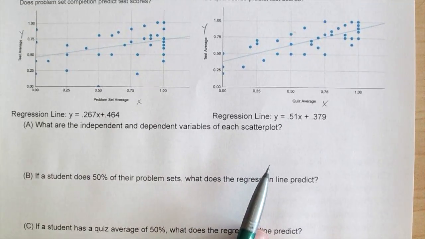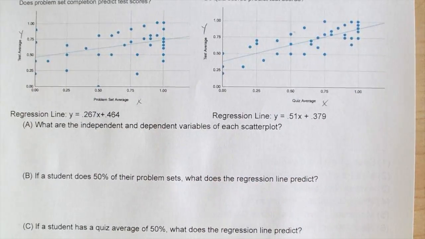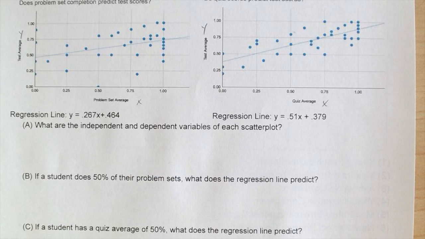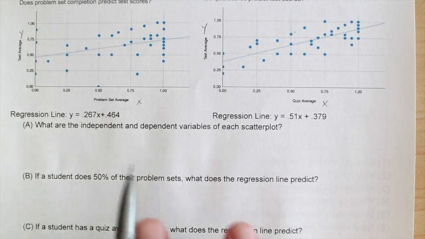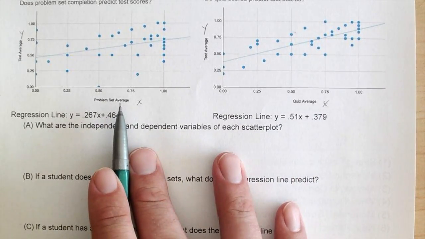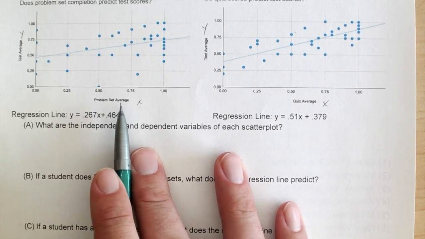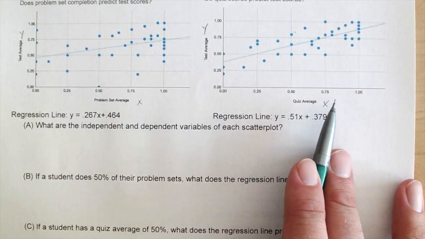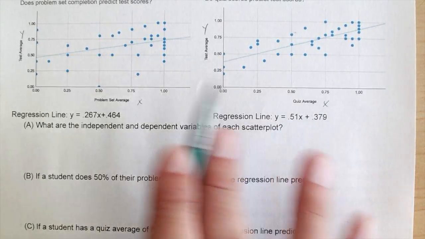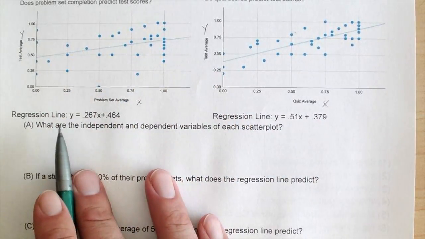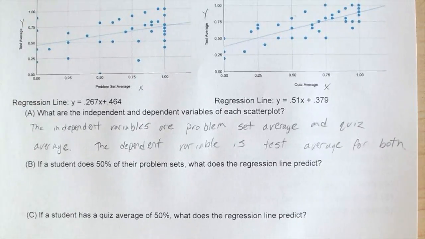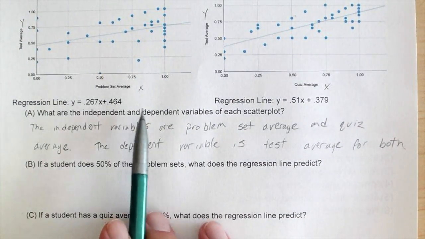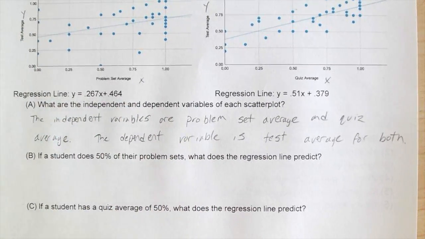In this case, think that with both of these we're trying to figure out essentially what makes students do better on tests. Do the quiz scores matter more, or do the problem sets matter more? And to figure that out, we have to figure out what's happening with our two independent variables. Problem set average and quiz average are the two independent variables, but the dependent variable, what we're testing, is the same for both, which is test average.